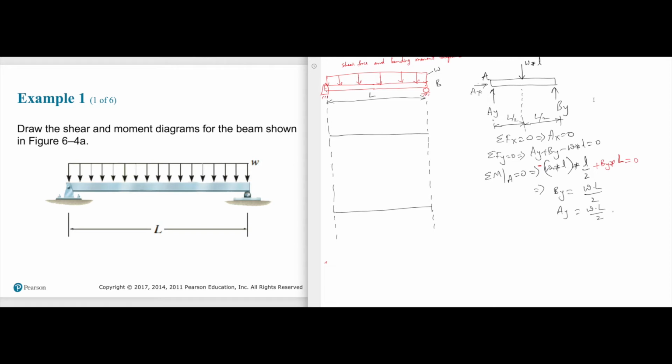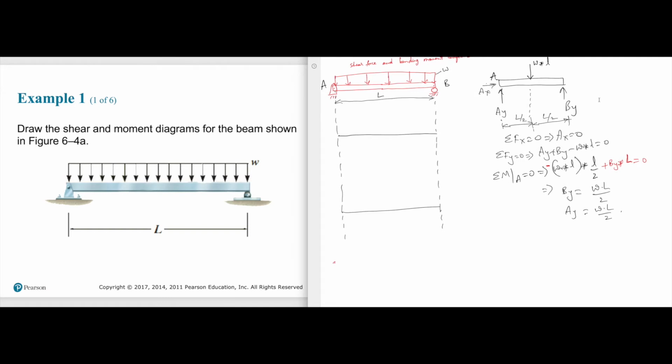So now that we got BY and AY, I can update the diagram saying, this is AY, which is WL over 2. This is BY, which is WL over 2. Now we already calculated the reaction forces. Now how do we calculate the shear force for the whole entire structure? How do we do this?